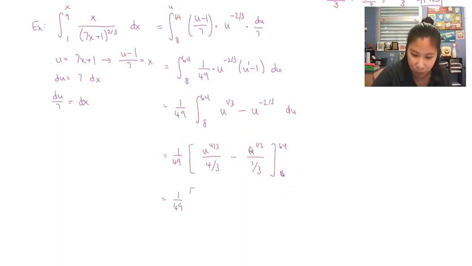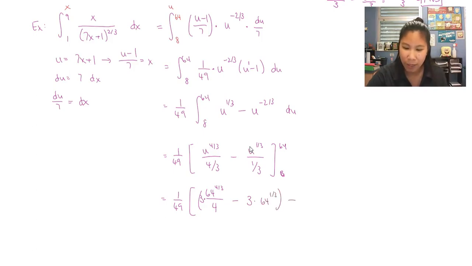So this will be 1 over 49 times 64 raised to the 4/3 power times 3/4 minus 3 times 64 to the 1/3 power. And then I'm going to subtract that from me plugging in the endpoint of 8 for u. So this will be 3/4 times 8 to the 4/3 power minus 3 times 8 to the 1/3 power.